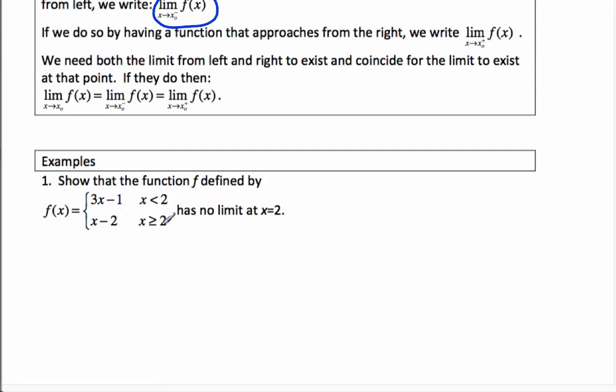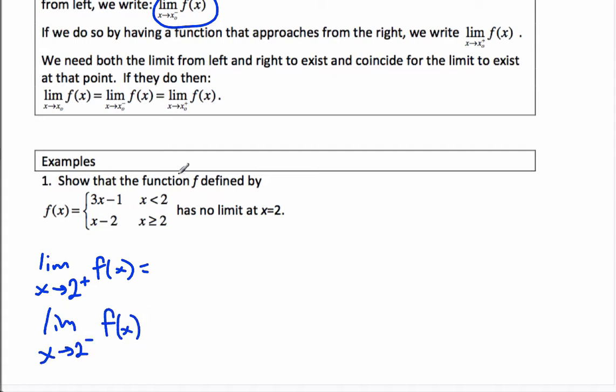So we got another piecewise function. Show that this function has no limit at x equals 2. So we just have to find the limit as x tends to 2 from the right of f of x, and the limit as x tends to 2 from the left of f of x.